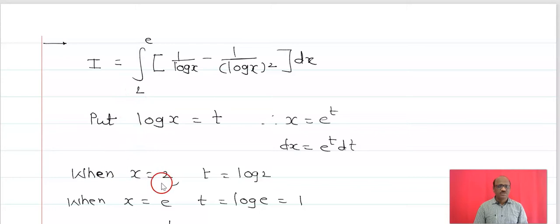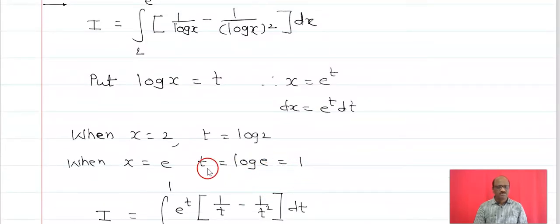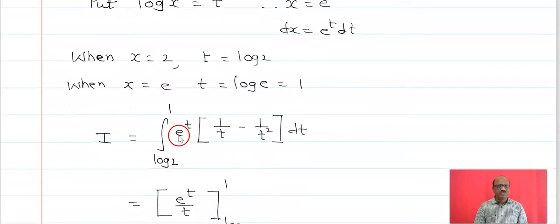When x equals 2, then you will get t equals log of 2. When x equals e, then you will get t equals log of e. What is the value of log of e? It is 1. Therefore our whole integral हे काय होणार आहे? चेंज होणार आहे. dx ची व्हॅल्यू किती आली e raised to t into dt. लोअर लिमिट किती आलं तर log of 2, अपर लिमिट किती आलं तर 1, e raised to t in bracket 1 upon t minus 1 upon t square bracket complete into dt.